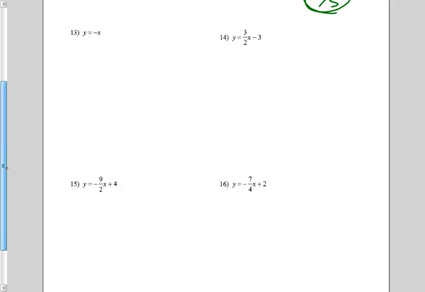Look at number 14. On 14 here, is that in slope-intercept form? Does that match the form y equals mx plus b? When I look at that, I'd say, yeah, it's absolutely solved for y. The x term comes first, and then the b. So let's match them up. m is the same as 3 over 2, and the y-intercept is -3.